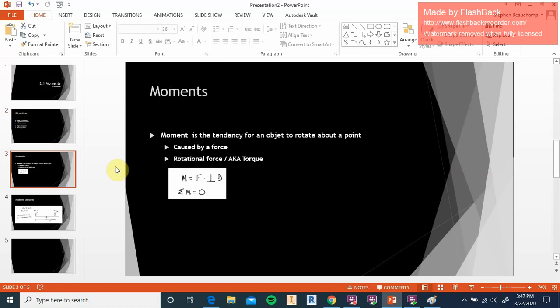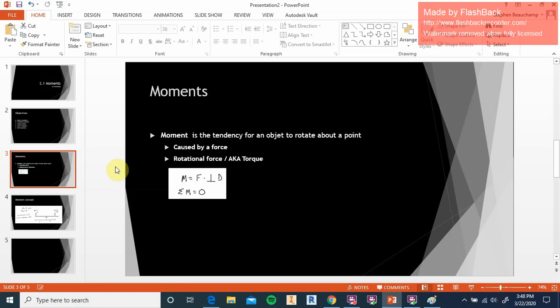So a moment is very simply the tendency for an object to want to rotate about a point. So say you're holding a shovel out in your hand and somebody places a bunch of dirt on the end of that shovel. What's going to happen is the shovel is going to want to go down towards the ground. It's going to rotate towards your body because of the added weight.